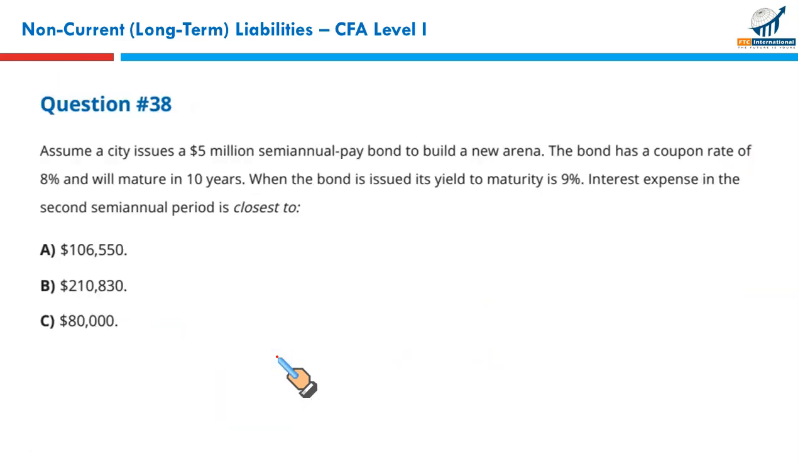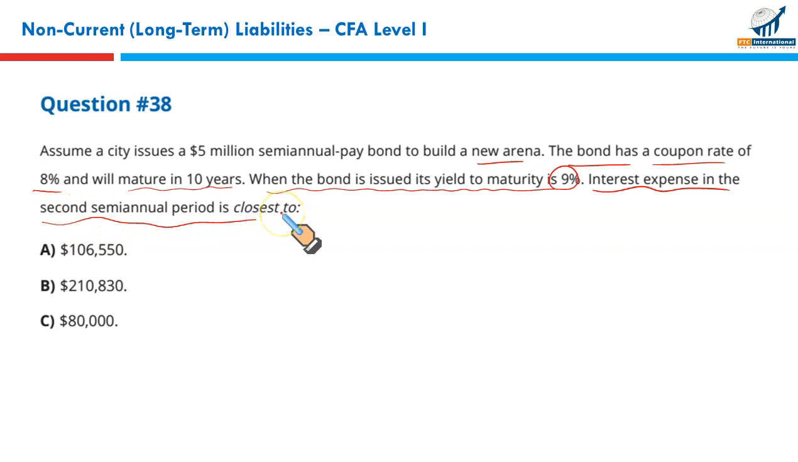All right, next question. Assume a city issues 5 million semi-annual pay bonds to build a new arena. The bond has a coupon rate of 8% and will mature in 10 years. When the bond is issued, its yield to maturity was 9%. What is the interest expense in the second semi-annual period? Okay. Now what do we have? Fair value of the bond is 5 million.